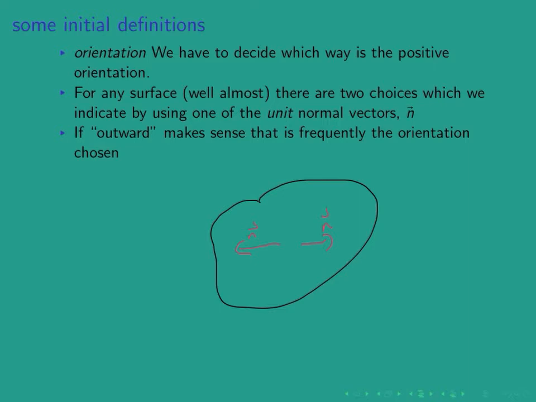For example, if I have a surface that's not flat, then everywhere on the surface I'll get a different normal vector, but I have to pick them in a consistent way. I don't want to pick some that point up and some that point down. That is the orientation of the surface, and we're going to think of these as unit normal vectors.